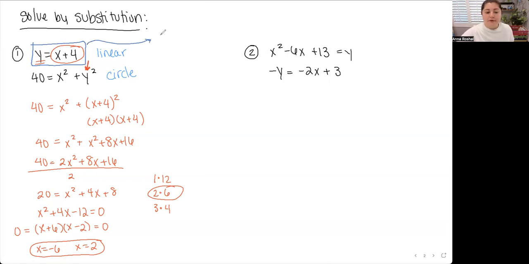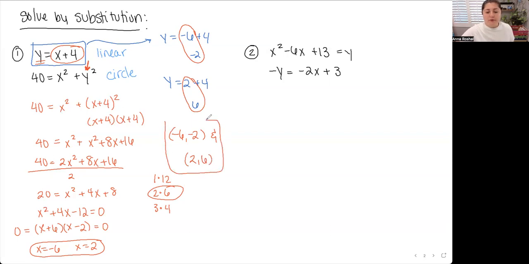So the first thing I'm going to have is y equals -6 plus 4 and y equals 2 plus 4. So -6 plus 4 is -2, 2 plus 4 is 6. And then I know right away that this is my x and y value, and this is my other x and y value. So my solutions are (-6, -2) and (2, 6). Those are my solutions for this particular system of equations.